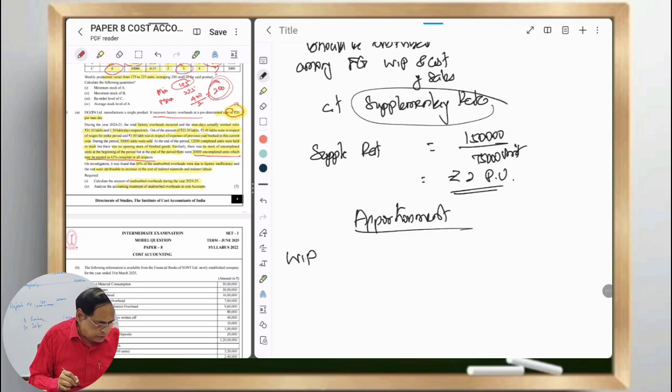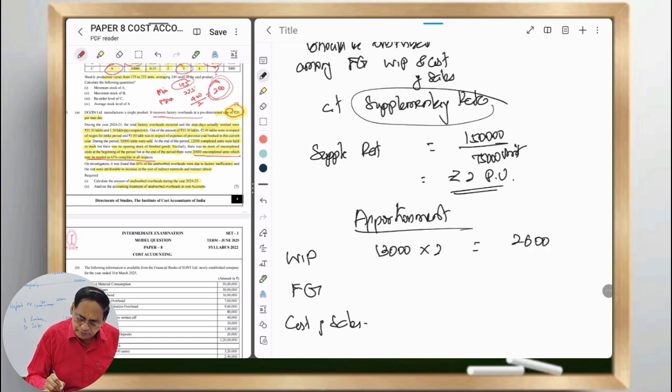So, work in progress how much? Finished goods how much? Cost of sales, how much? 50,000 units. So, work in progress means 13,000, that is, out of 20,000, 65% is complete. Equivalent production into 2 rupees, that is 26,000. And then finished goods how much? That is 50,000 into 2, that is 1 lakh. So, likewise we have to apportion it. And then cost of sales is 50,000 into 2, 1 lakh.